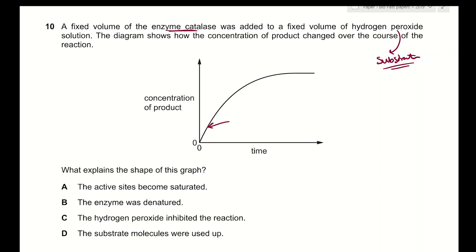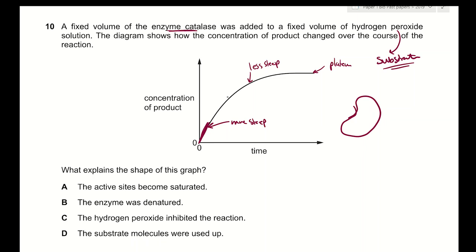And at the start, the graph is more steep, and then it's less steep until it reaches a plateau. Now, let's explain this in more detail. When we start, there's a higher concentration of substrate, which is hydrogen peroxide. Therefore, there are more collisions with the active sites of the enzymes. Therefore, the rate of reaction is faster. Therefore, the concentration of product at the start is going to be way more than towards the end.